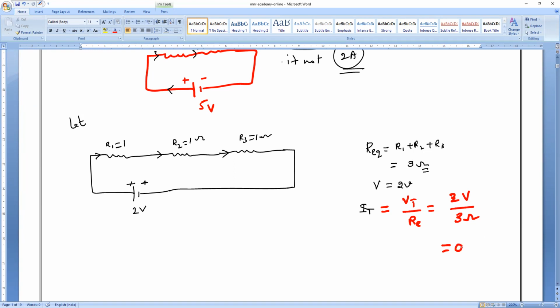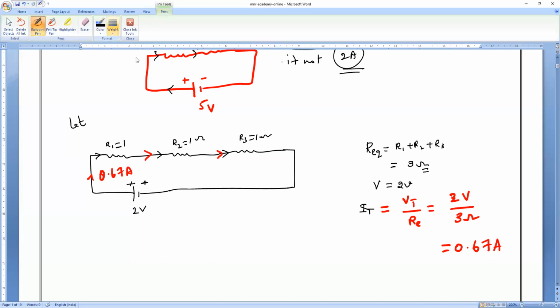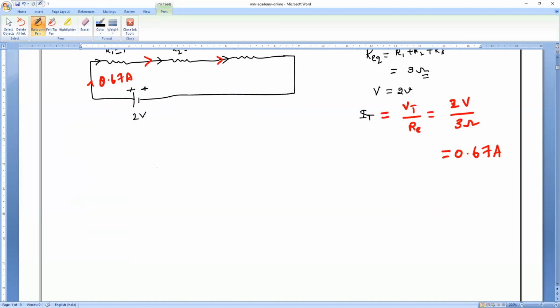0.67 amperes. So now 0.67 amperes current is passing across every bulb. So definitely all the bulbs, same current is passing. So same brightness will be there. Will you all agree with me? Everybody? Yes, please. All of you? Please respond, guys.